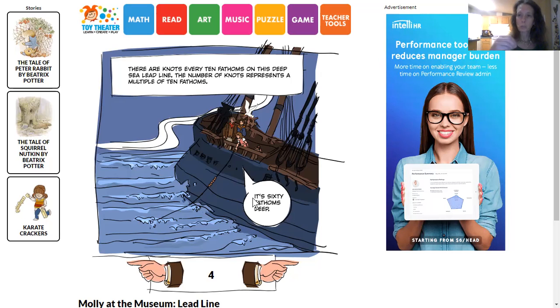we can determine that 6 knots were showing. And by doing that, we look at the 6 knots and then we count by 10s. We have 6 knots and we're counting by 10s. 10, 20, 30, 40, 50, and 60. So that's how they determined that it was 60 fathoms deep.